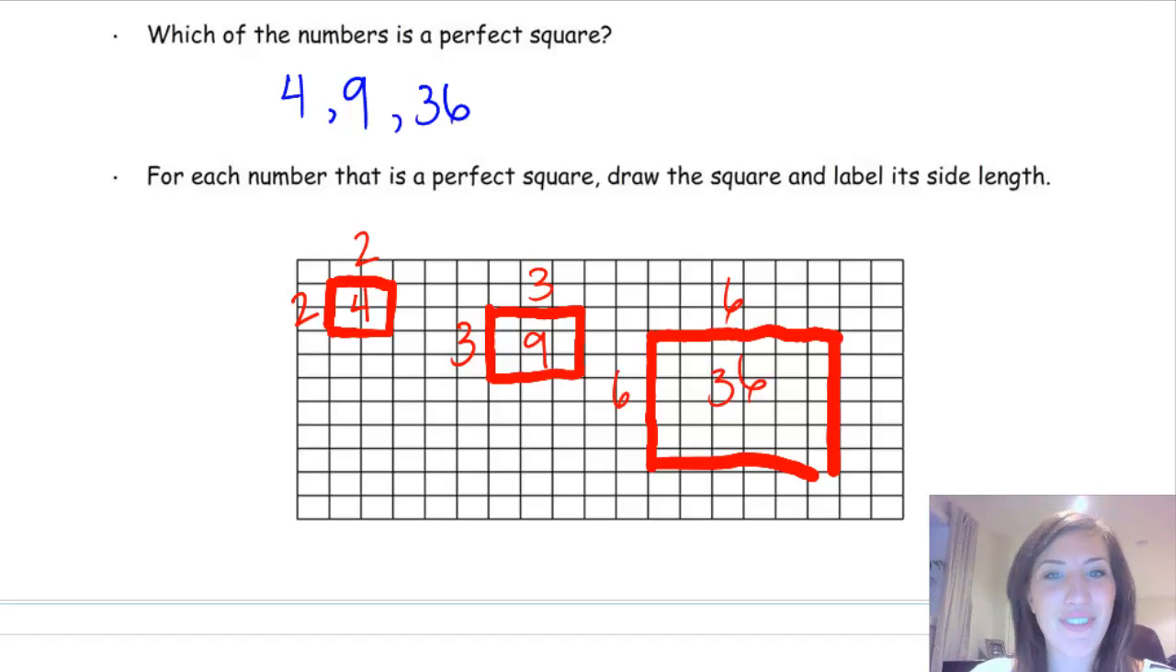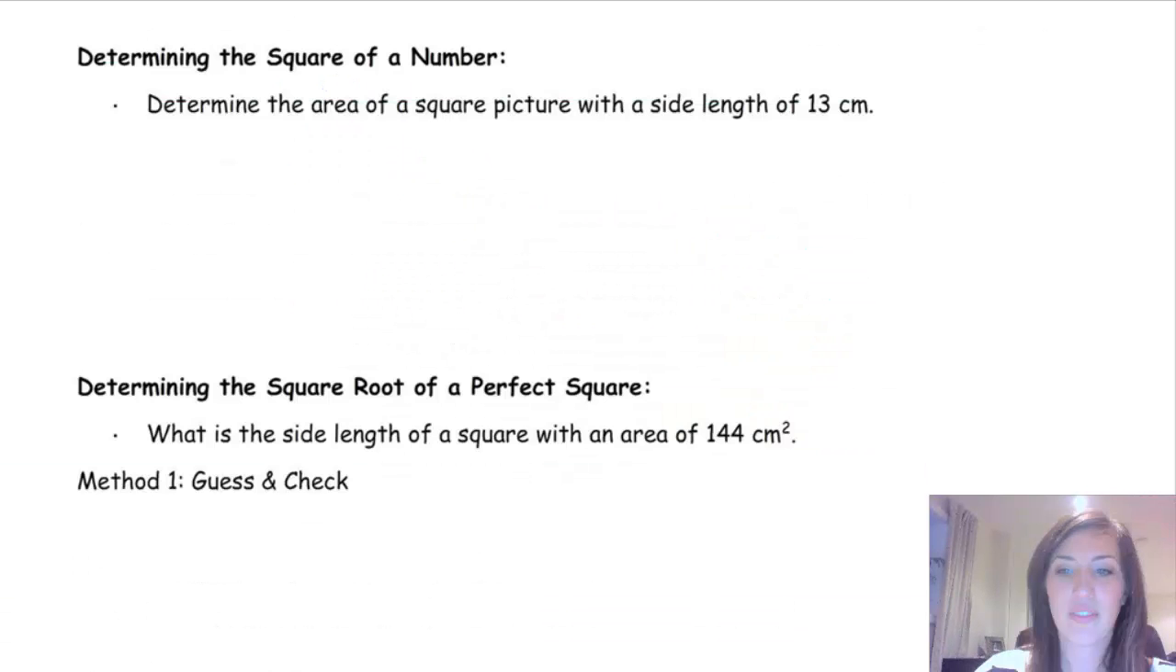All right, let's move on to our next slide. So let's try some of these examples here. Determine the area of a square picture. So we have a square, so all the sides are equal.